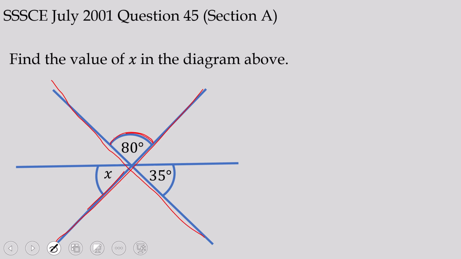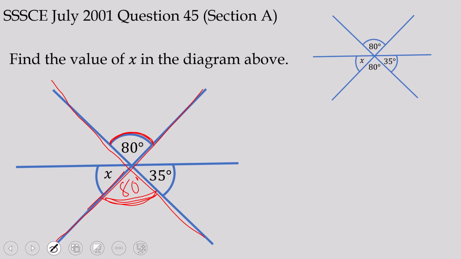this angle over here is vertically opposite to this. Right. So therefore this angle is also supposed to be 80. So I can redraw everything and have it as 80 over here. So this angle is 80.